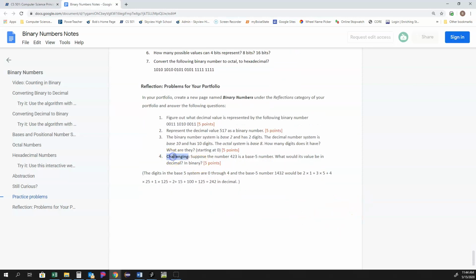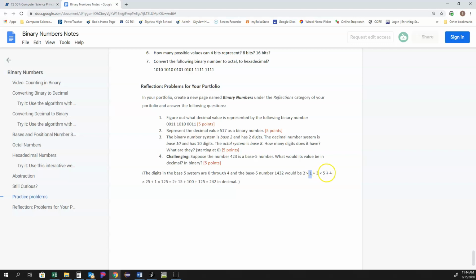And this challenging one here says, suppose we're dealing with a base 5 number system. Here's an example of how to convert 1,432 from a base 5 system to a decimal system. So we have the 1s in base 5. Remember, those are the place values. Each one jumps up by 5.